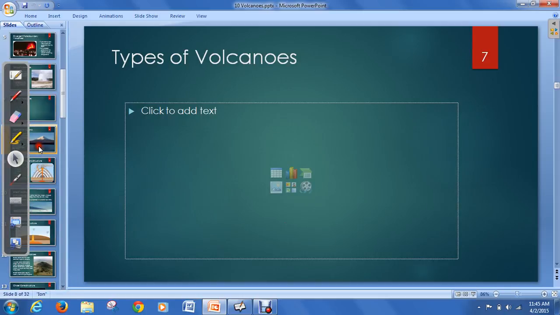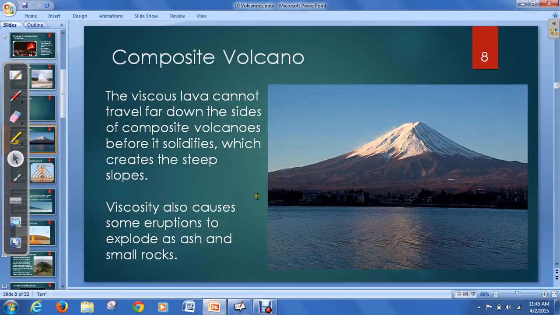The first type is what we call a composite volcano. So this is Mount Fuji in Japan. And you notice it has a very steep hill. It's very narrow, with very steep sides, and this is because of the viscousness of the lava, or how viscous the lava is.